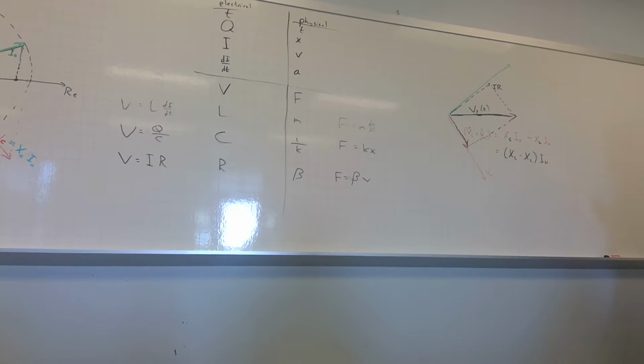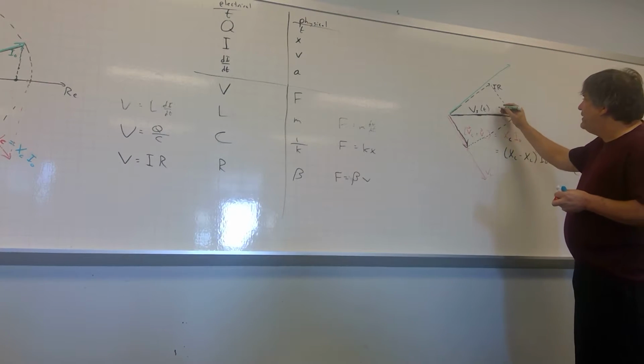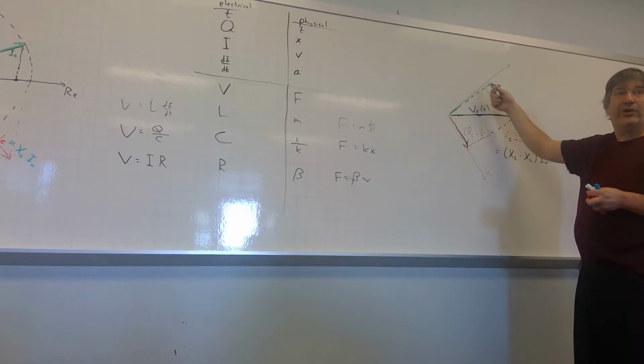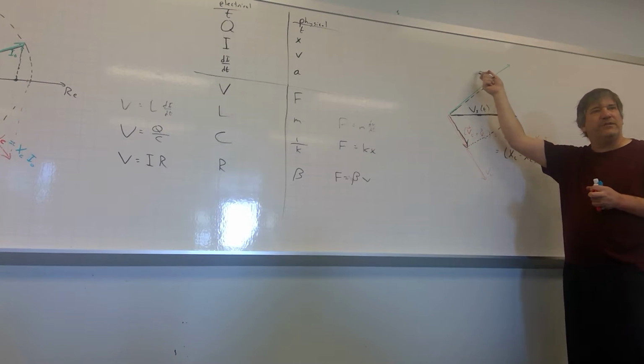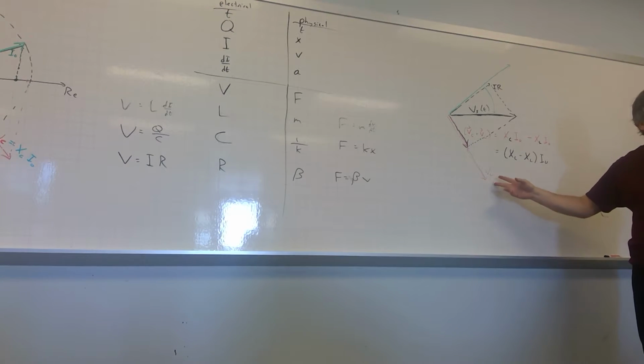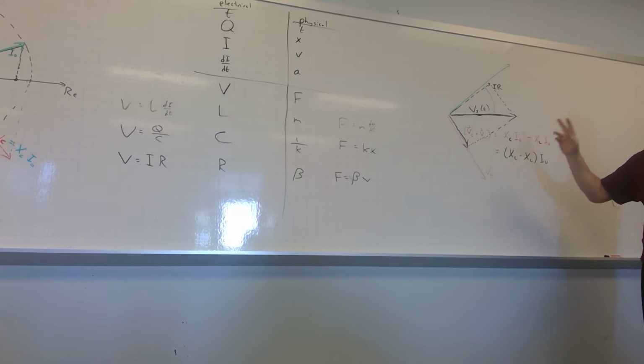So you notice, in this case, where we said the capacitor had more impedance than the inductor, the voltage of the source lags behind the current, or the current leads the voltage from the source. We call this a capacitive dominated circuit because the capacitor had the higher impedance.